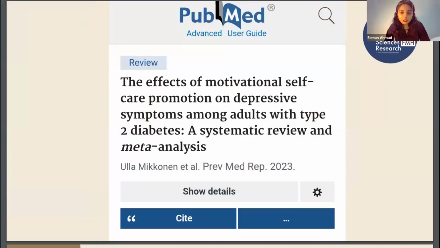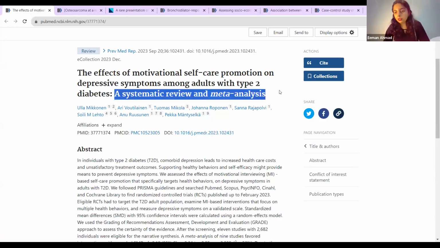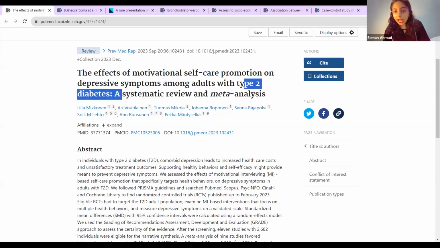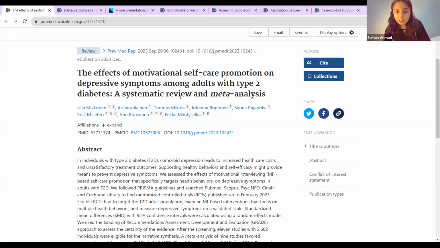Okay, so now let's look at an example for meta-analysis. Right off the bat, you can see in the title of the article, it says a systematic review and meta-analysis. You can tell just by looking at it. And why is it a systematic review and meta-analysis? Because as I've said time and time again, when you quantitatively assess or analyze outcomes in a systematic review, it becomes a meta-analysis.